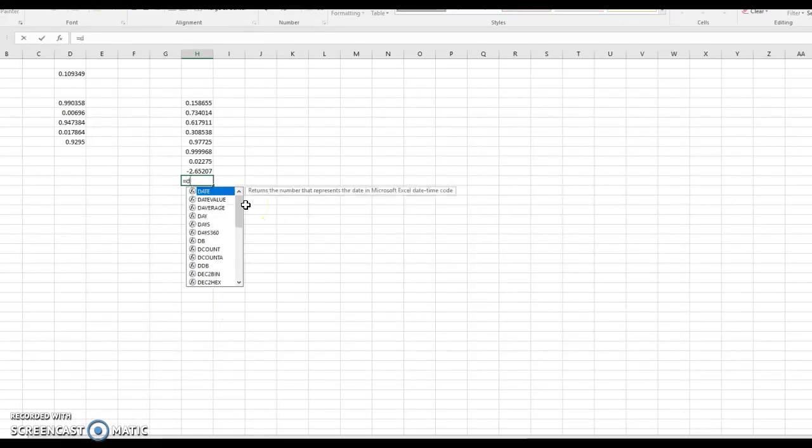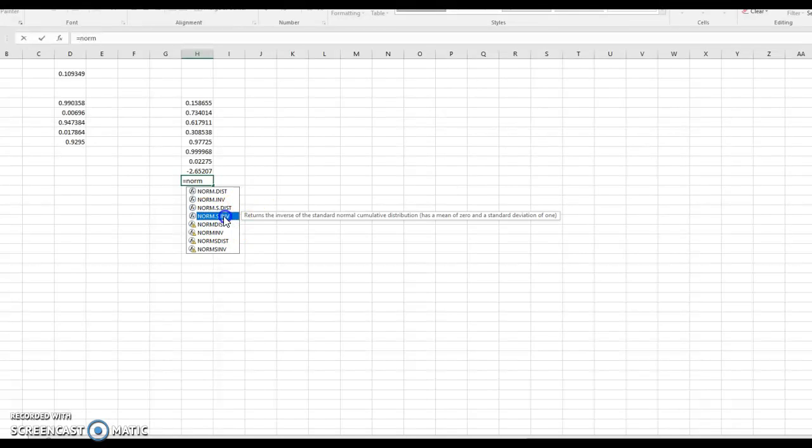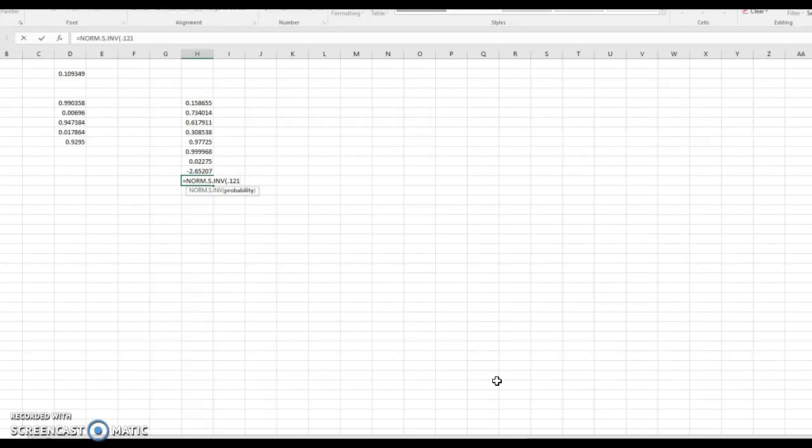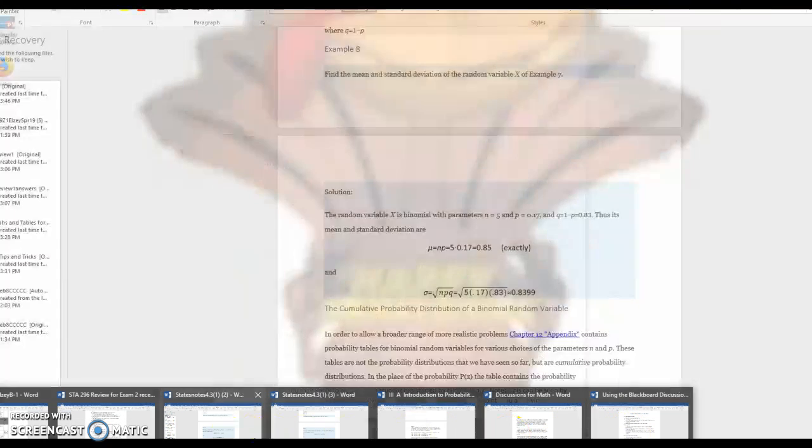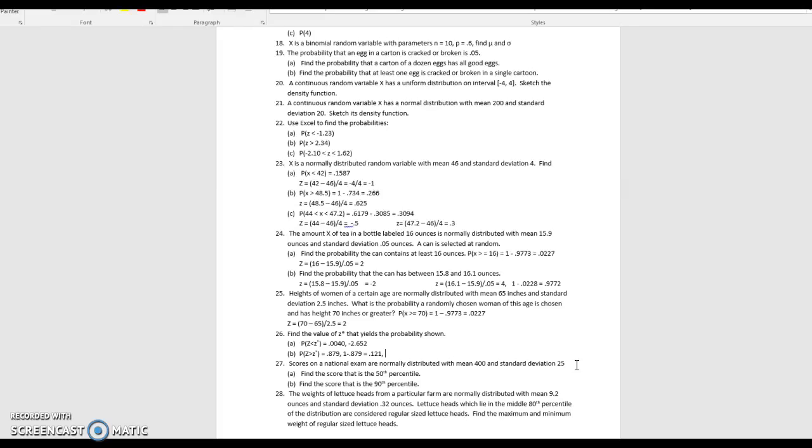So norm.s.inverse 0.121. That's going to give me negative 1.17. So my z star is negative 1.17.